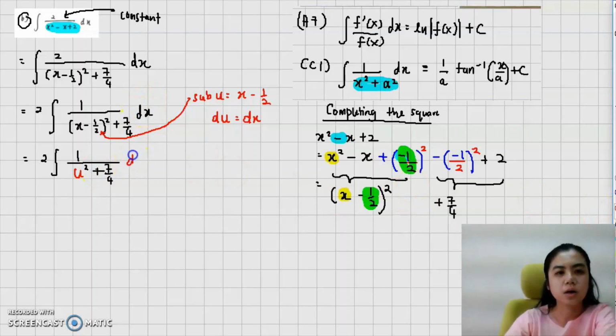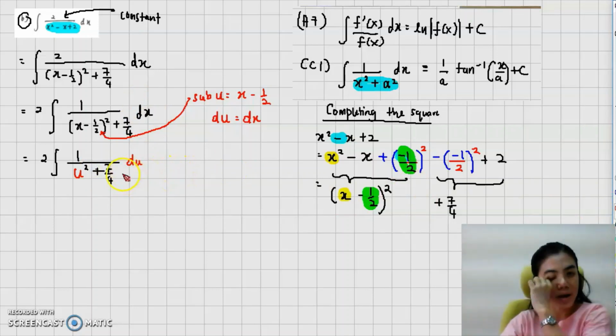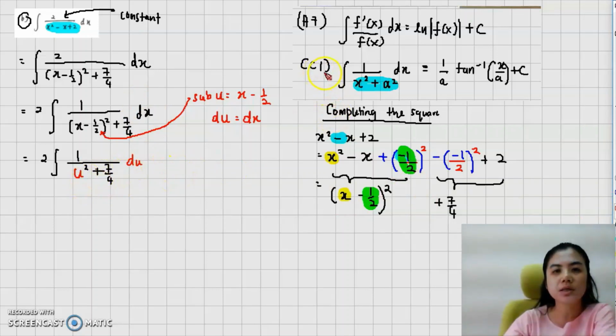Now again, let's compare with our formula of C1. Now it is very close to this. So we have u squared here. Next is supposed to be a number squared, but what we have here is 7 over 4. So again, you have to do manipulation in here. Think of how to make this one become something in square. So let me rewrite.